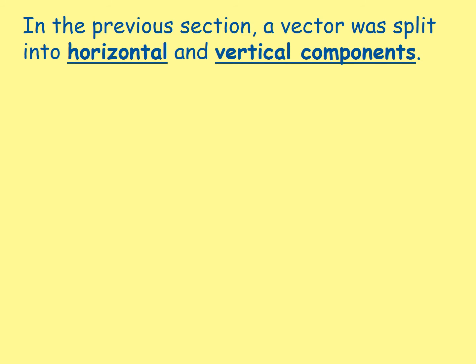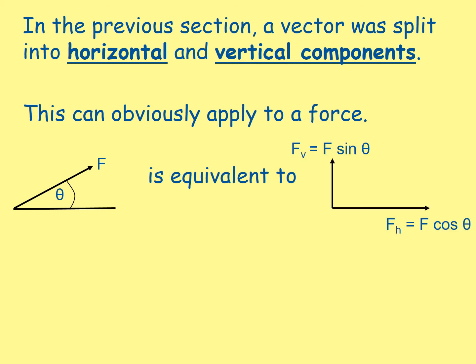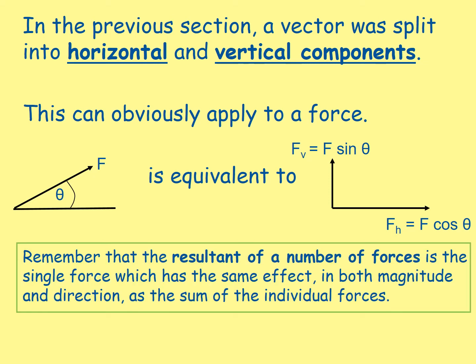Components of forces. In the previous section, a vector was split into horizontal and vertical components. This can obviously apply to a force. We have our force vector there at an angle of theta, and this is equivalent to our vertical component of the force, which is F sine theta, and our horizontal component of the force, which is F cos theta. Remember that the resultant of a number of forces is the single force which has the same effect in both magnitude and direction as the sum of the individual forces.